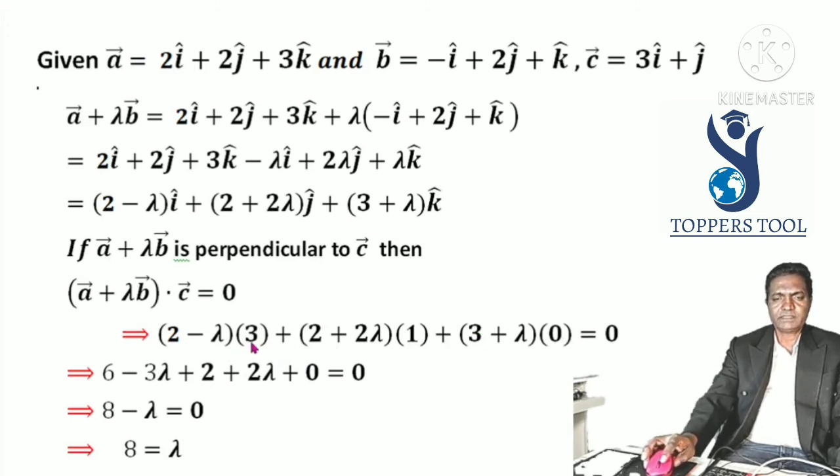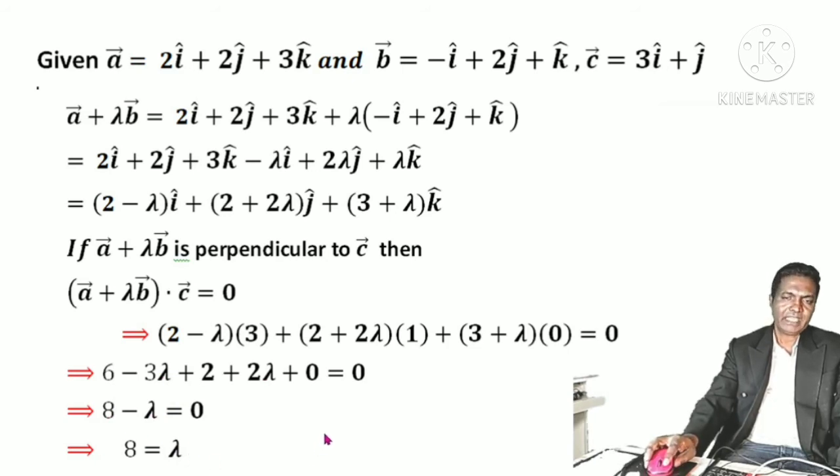So simplify this. 3 into 2 is 6 minus 3 lambda. So 2 into 1 is 2, plus 2 lambda, it is 0. Now minus 3 lambda plus 2 lambda is minus lambda, 6 plus 2 is 8. So lambda, transfer this side, minus lambda becomes plus lambda. So this is the lambda value. Lambda is equal to 8.